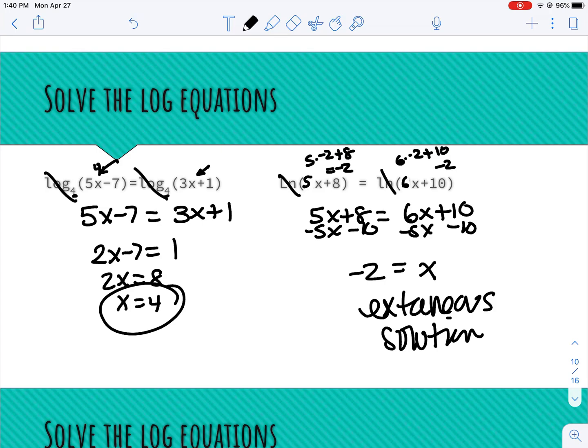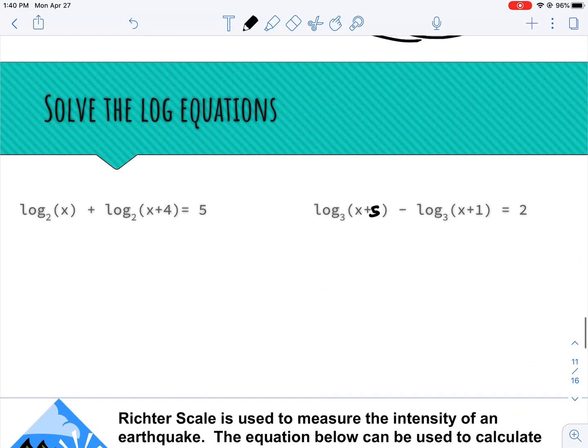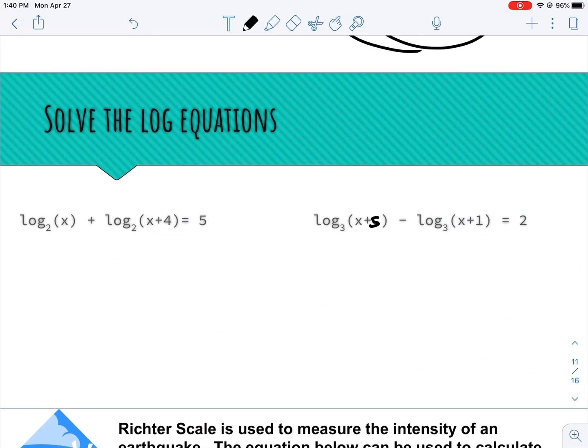So this would be an extraneous solution because we got an answer, it just doesn't work. It's a little different than when you put it in the calculator and it says non-real answer to start with. So this would be considered extraneous. We got a solution, but it's not going to work with this problem. Okay, last little type I want to solve on logs is using your properties.